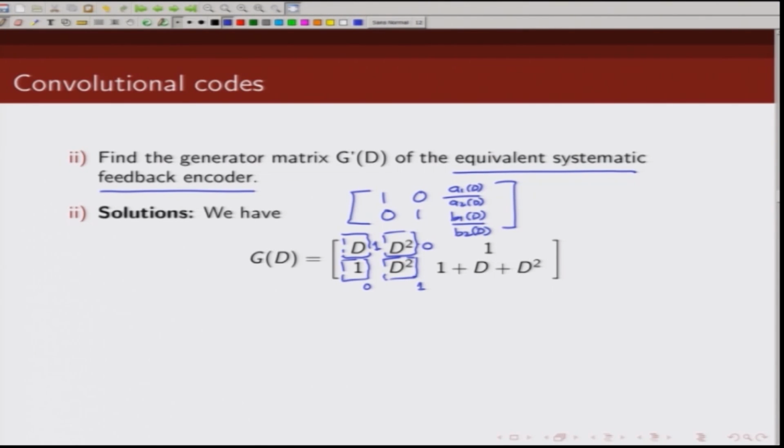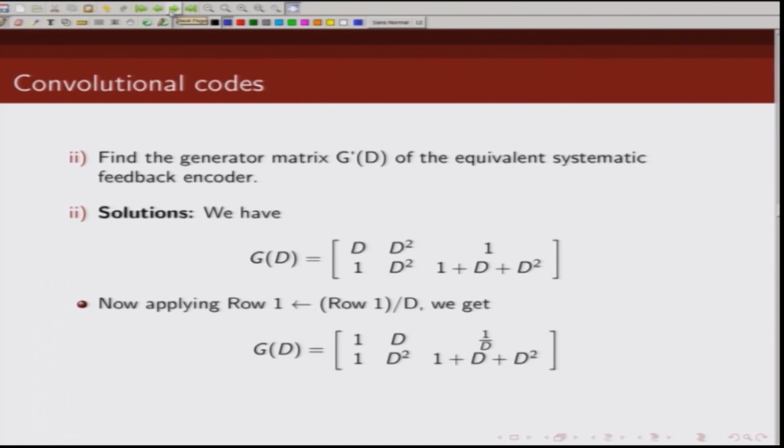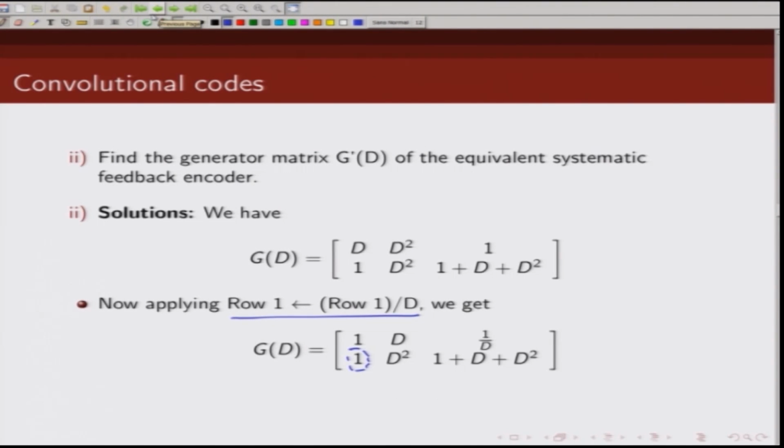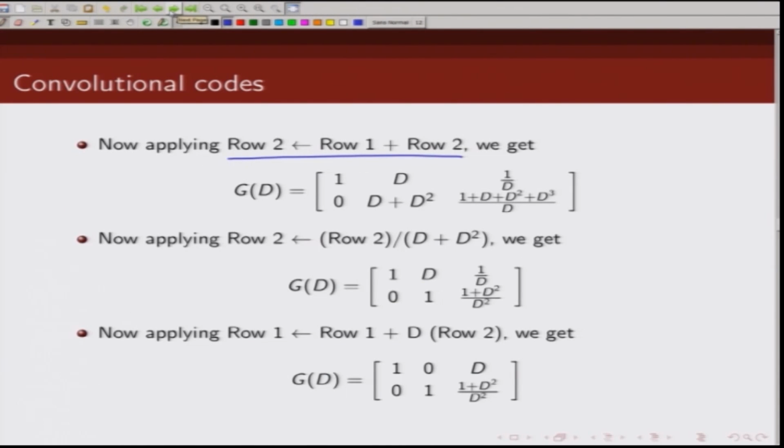Now, we will do elementary row operations to get an identity matrix here. So, let us do that. First thing that we do is we make this a 1. How do we make this a 1? We do this transformation that row 1 is row 1 divided by D. So, we divide this whole thing by D, what we get is 1, D, 1/D. Next, we would like to get a 0 here. How can we get a 0 here? So, we will do this transformation, row 2 is row 1 plus row 2. If we do that, we add these two, this will become 0, this will become D plus D square, and what we will get is this.